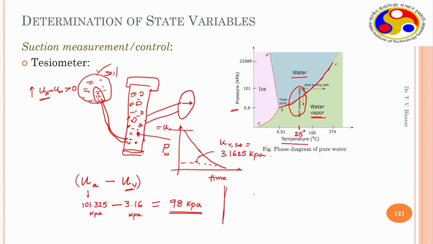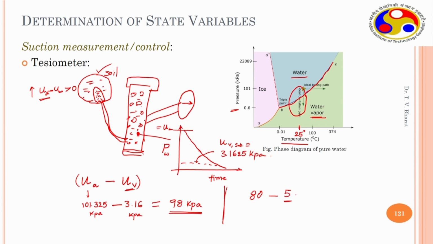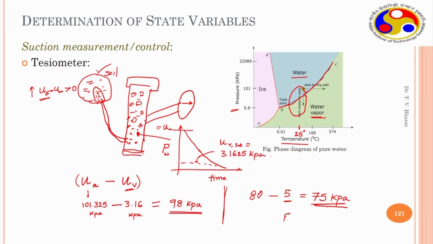Atmospheric pressure may become maybe 80 kilopascal. Your vapor pressure at that point can be estimated depending on the temperature. One can estimate it may vary in the range of 5 or something, then the measurable range will become 75 kilopascal only. So, as your measurement is done at elevated places, the measurable range of tensiometer will decrease. This is at elevated places, this is at mean sea level.